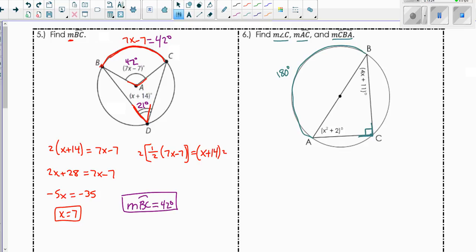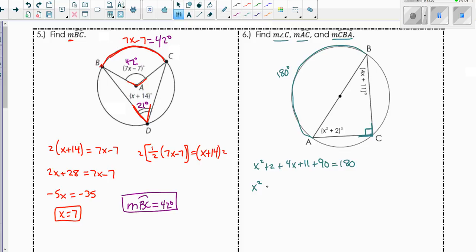Okay? So if this angle is 90, I can now set up an equation, and I can say that x squared plus 2 plus 4x plus 11 plus my angle of 90 has to be 180 because that's 3 angles in a triangle summed to be 180. I could also add up these 2 angles and set them equal to 90. I get the exact same thing. So, your preference. I can see that this is quadratic, so I need to set it equal to 0.